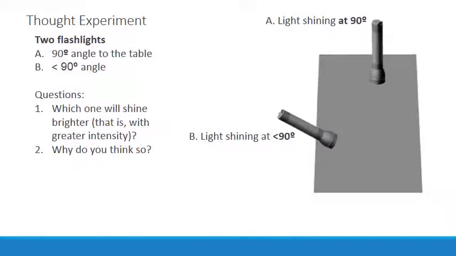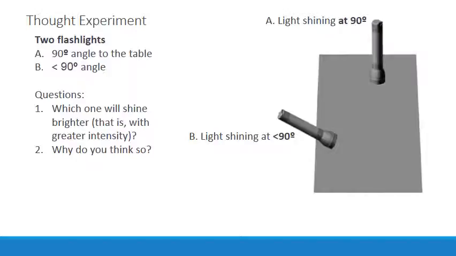So let's look at this. This is a little thought experiment. We have two flashlights. One is at a 90-degree angle to the table, and one is at a much lower angle relative to the table.